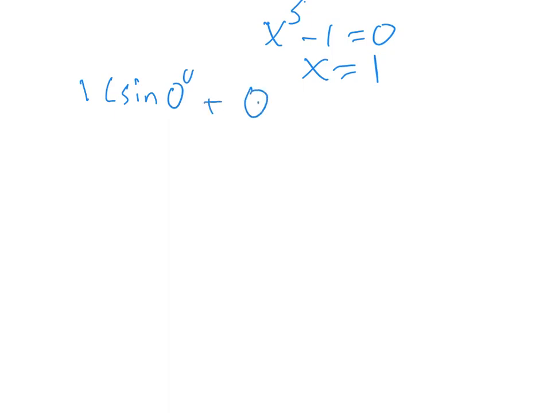plus 0 times, I messed up. This is cosine. Let me fix it before somebody gets mad. I'm sure somebody will get mad. Can't erase it. Won't let me erase. Come on, erase it. There it goes. I'm trying to hide the evidence. Cosine of 0 plus 0 sine of 0. So there's my first trigonometric form.